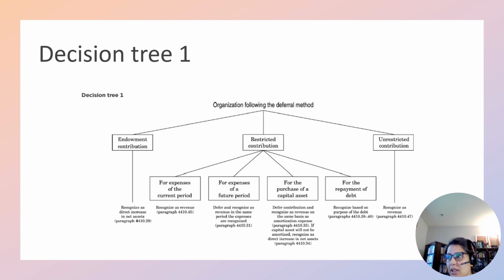But in this decision tree and the next slide, decision tree number two, which is the other method, you can see below each part of it, for example, for endowment contribution, okay, it's going to be recognized as a direct increase in the net assets and it's written in paragraph 4410.29. So do not memorize these paragraph numbers. You can directly go to these trees and see what the situation is, in which category you can categorize that specific contribution, and how it's going to be recognized in the financial statements, and copy and paste that specific part of the handbook or paragraph. It's going to be really easy. Just know that these trees are in section 4410 of part 3 of the handbook. Just make sure you know that.